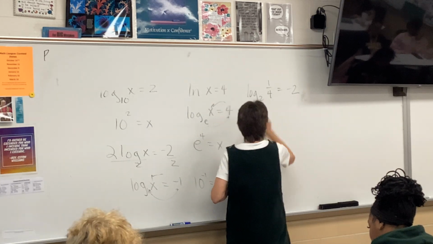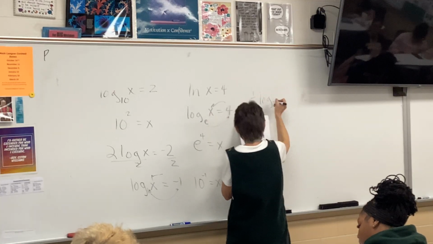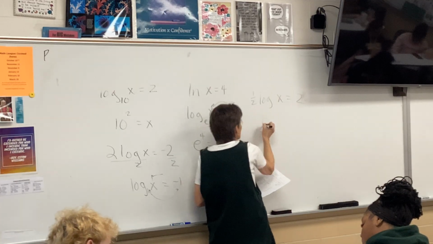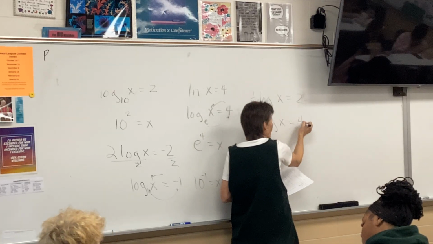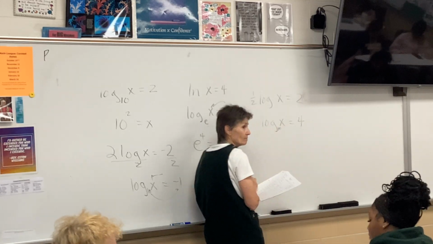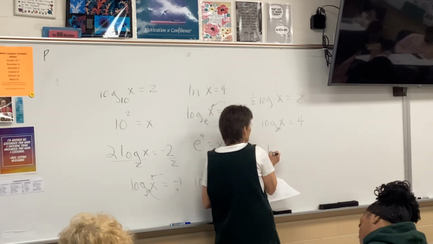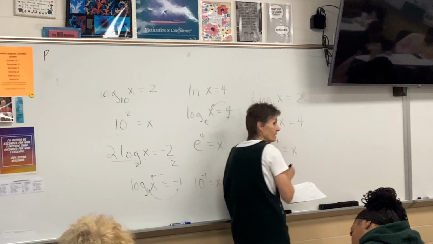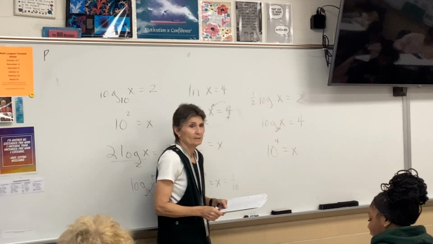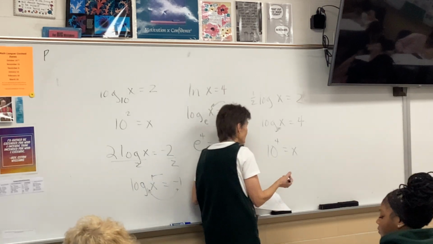What are we gonna do with this one? Multiply by 2, because we want to get rid of that. So we have log x equals 4. Base is 10. Ten to the 4th equals x. If I loop-de-loo, it's 10 to the 4th. 10,000. 10 times 10 times 10 times 10.